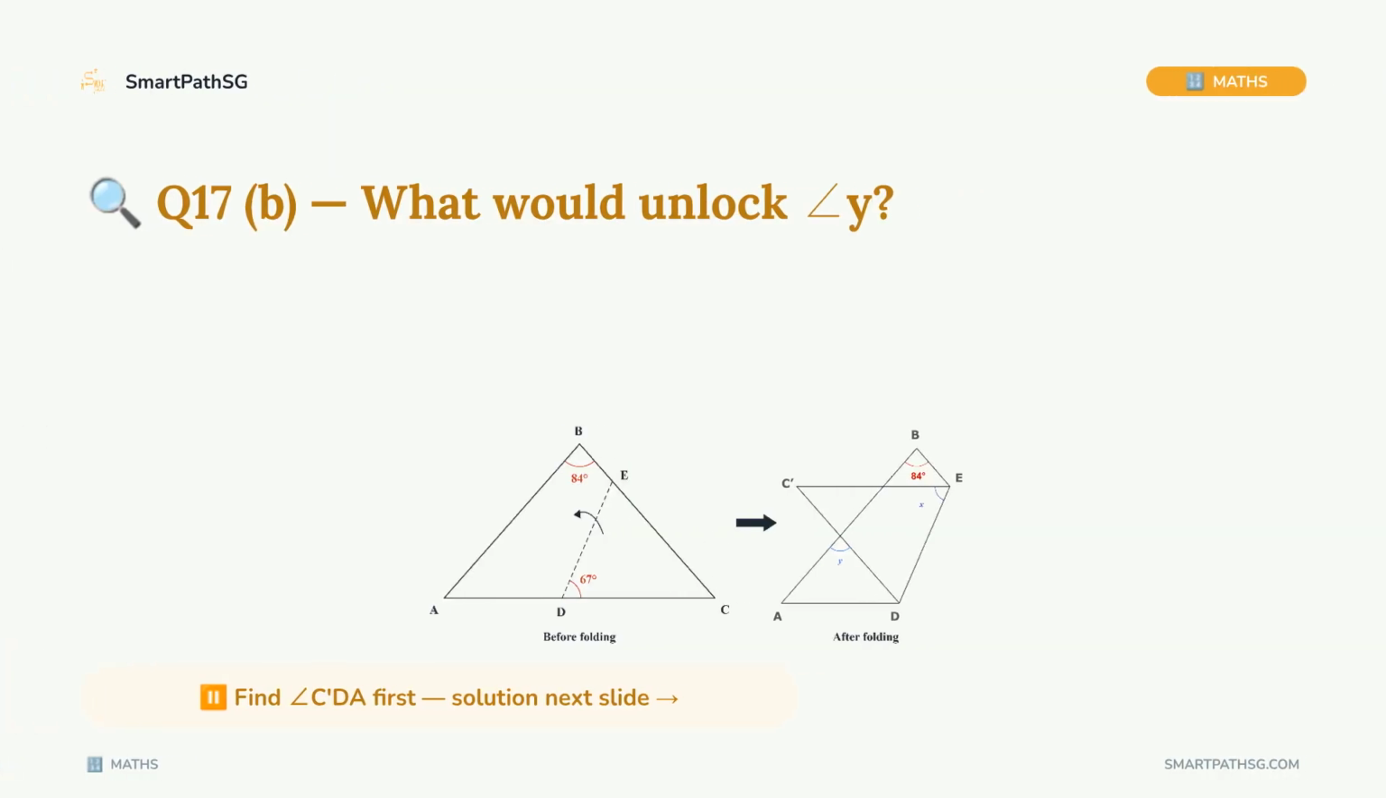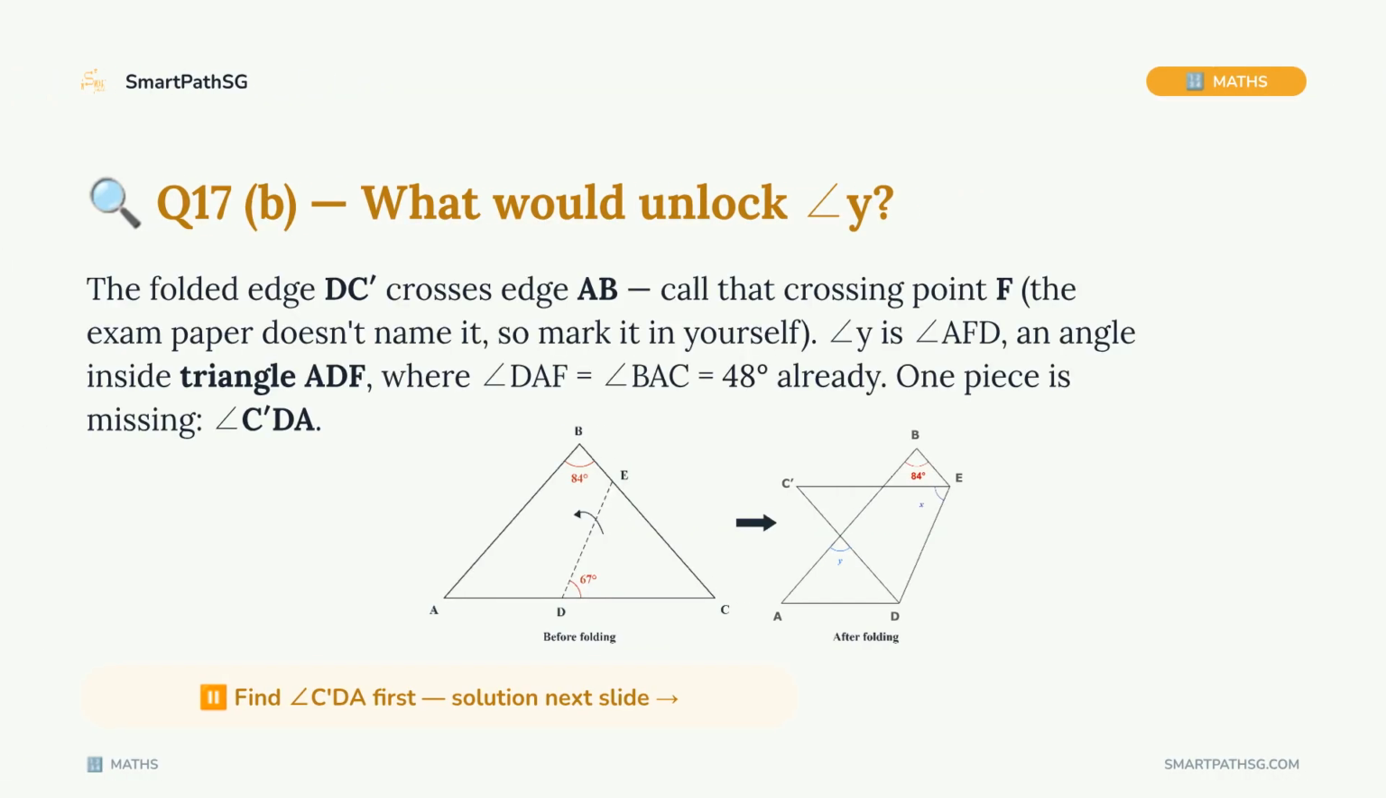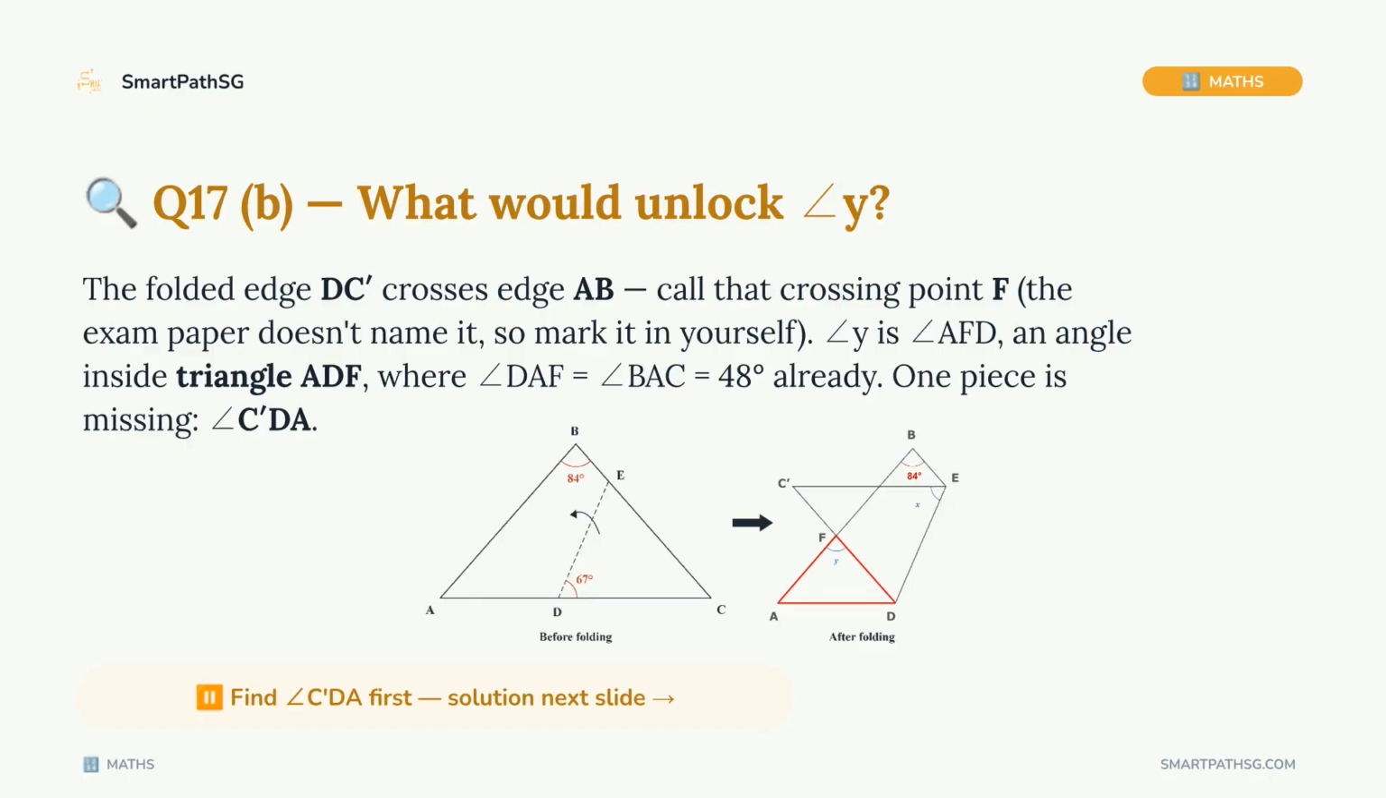Next, let's look at where angle Y sits. The folded edge DC prime crosses edge AB, and the exam paper doesn't give that crossing point a name, so mark it in yourself and call it F. Now angle Y is angle AFD, an angle inside triangle ADF. In that triangle, we already know angle DAF, because it's just the original base angle at A, 48 degrees, untouched by the fold. So there's exactly one missing piece, angle C prime DA. Find that, and angle Y is solved.